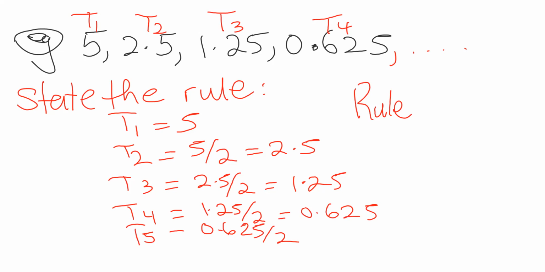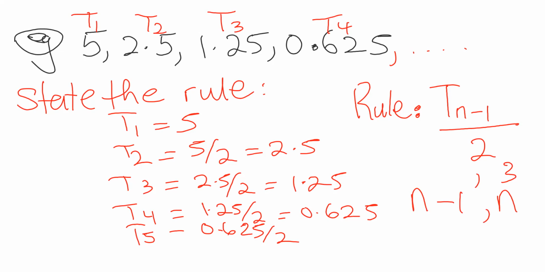So our rule is, we could say, term n minus 1 divided by 2. Now, what is n minus 1? n minus 1 means the number before. So if your number is n, the number before it will be n minus 1. So if your number is 3, the number before 3 is 3 minus 1, which is 2. Right? So that's why I put n minus 1.